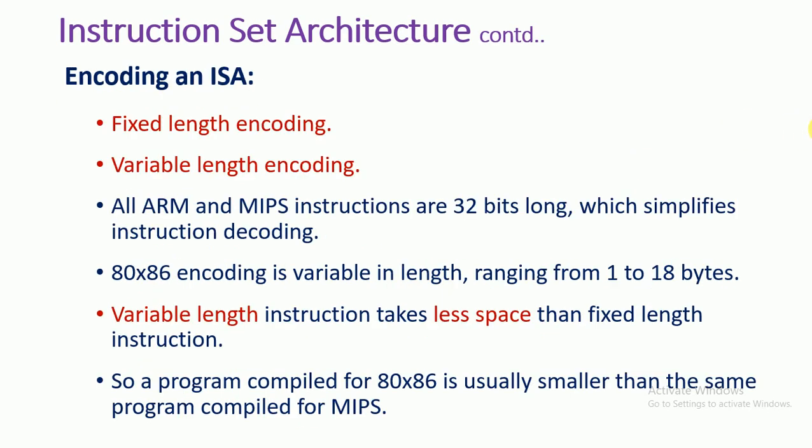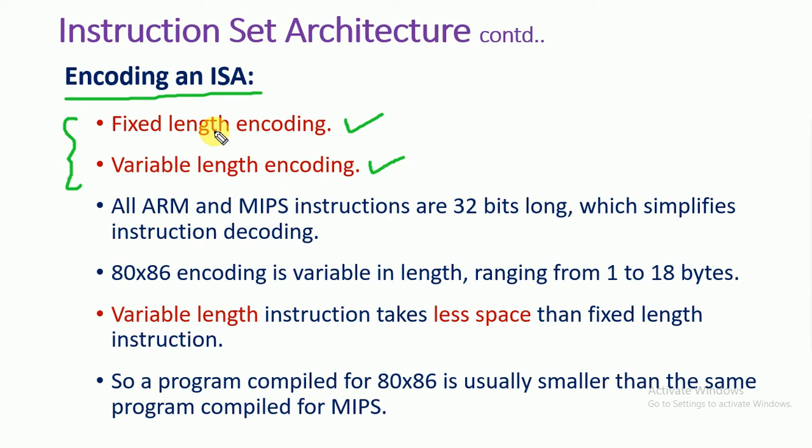Next, the last point to be discussed with instruction set architecture is encoding an ISA: how an instruction can be encoded. When we submit an instruction into the system, how will it be encoded, and in which format will it be placed into memory so that it can be processed further? There are two types of encoding: fixed length encoding and variable length encoding.